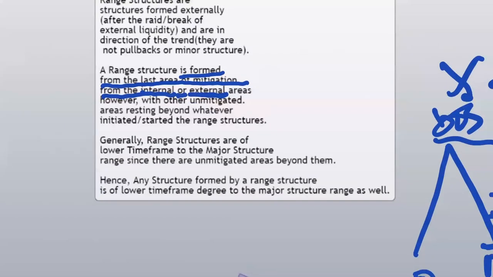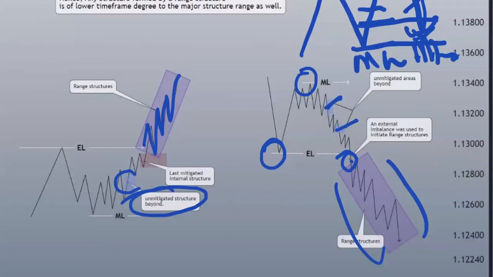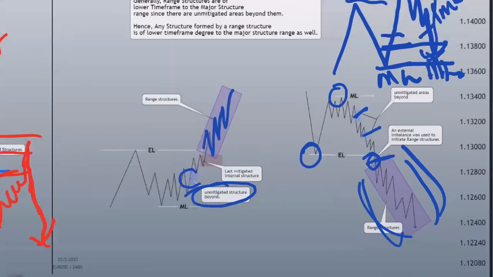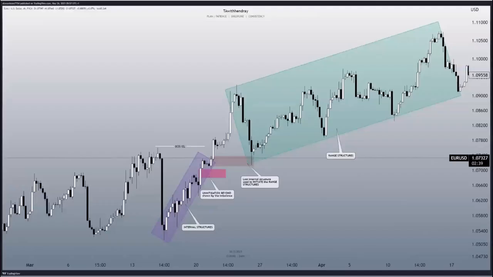In example two, as you can see, in the second example right here, this range structure started being formed externally. An external factor initiated it. An external factor started it, which was a certain imbalance that is outside, is what started this range structure. All right? So please, every word is intentional. Every word you see me write here is intentional, and in every other thing that we will do, every word is intentional. Very important. All right?